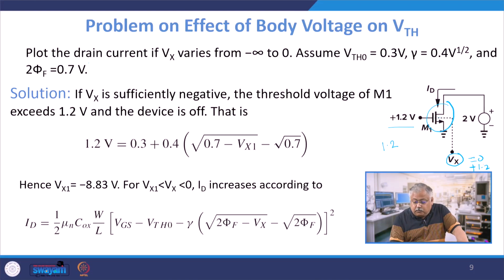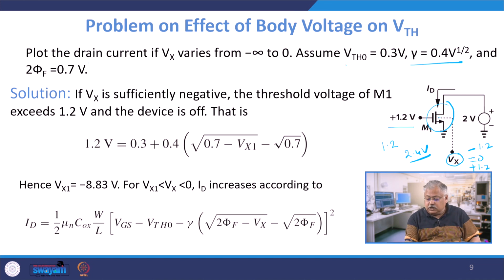If this is plus 1.2, then there will be no electric field available. On the other hand, if this would have been minus 1.2, there would have been a field equivalent to 2.4 volts on the gate side, which means that the threshold voltage is a function of the value of Vx I have shown you there. Now, we have assumed that the question gives you that gamma is this much, Vth0 is 0.3 volts, and we assume that 2 phi f is 0.7.